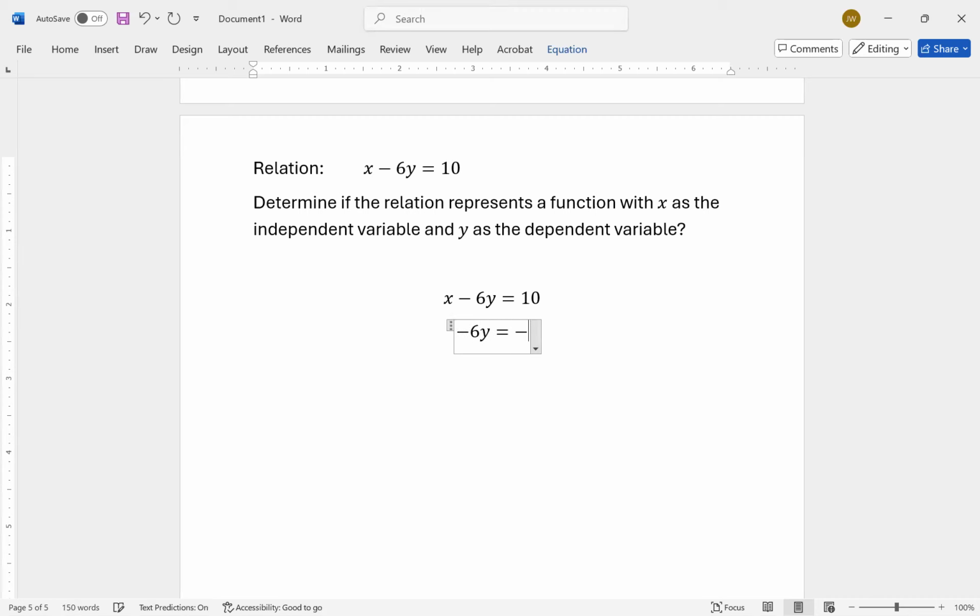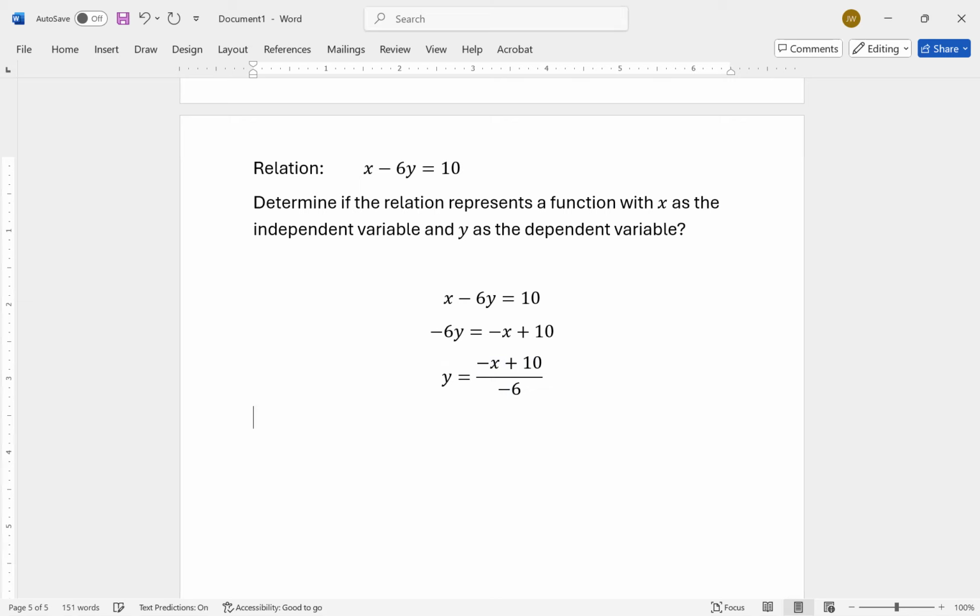If I do that, on the left-hand side, if I subtract x, I just get negative 6y left. On the right-hand side, I'd get minus x plus 10, or you could say 10 minus x. Then, in order to get y by itself, I would divide both sides by a negative 6. So I'd take the negative x plus 10 and divide it by a negative 6.